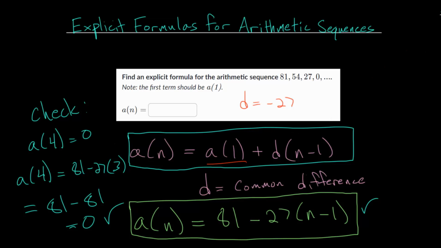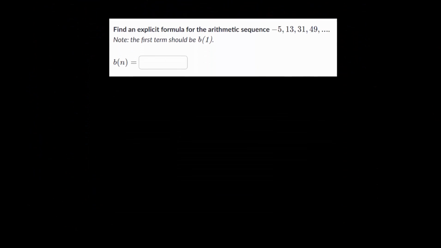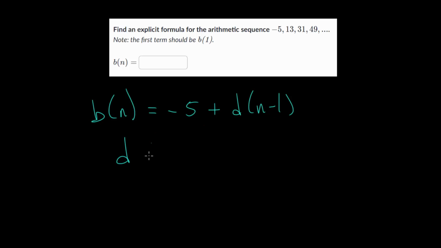So with this in mind, let's look at another example just like this, and then we'll look at 2 more challenging examples. So for this one, we have minus 5, 13, 31, and so on. And to write out our formula, so we have b of n in this case, it's our first term, which is negative 5, and then we're going to add that common difference n minus 1 times. But we need to be able to figure out what d is in this case. So we know d, that's what we call our common difference, and we basically just need to figure out what are we adding from one term to the next.